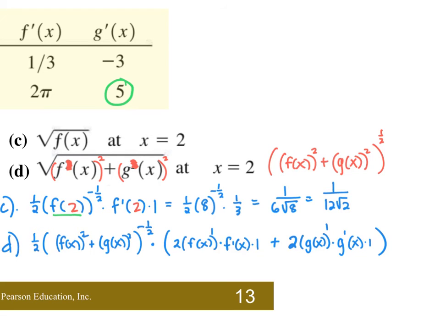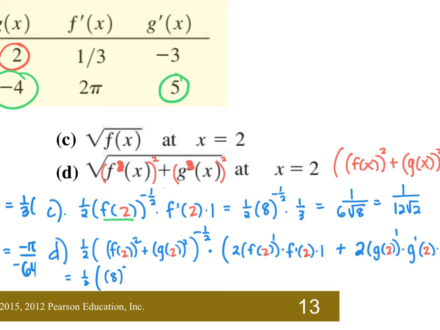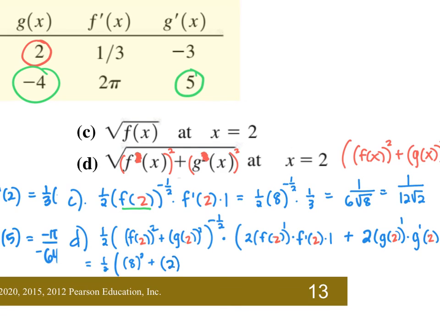Okay, now I'm ready to drop the number 2 into all of that. So I'm going to be doing that 6 times: 1, 2, 3, 4, 5, 6. So the number 2 gets dropped in after I've done my derivative. So this will be 1/2 times f of 2 was 8, so this would be 8 squared. And then g of 2 was 2. That's all to the negative 1/2 power.